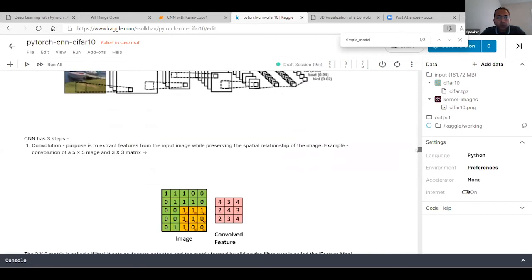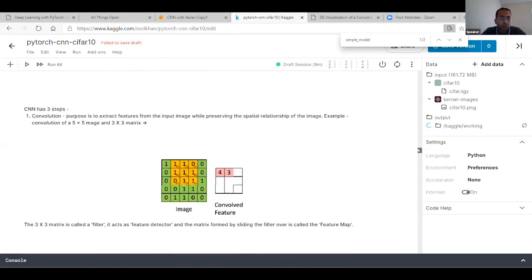I think it is very important to know it at a high level. Once you understand it intuitively, it is very easy to then work with the code. There are three steps in a convolutional neural network. The first is what is called the convolution.